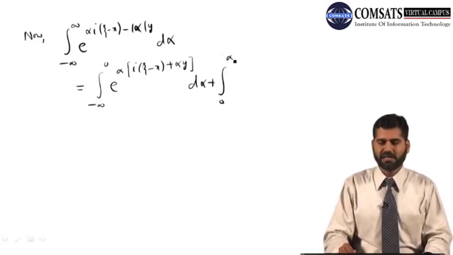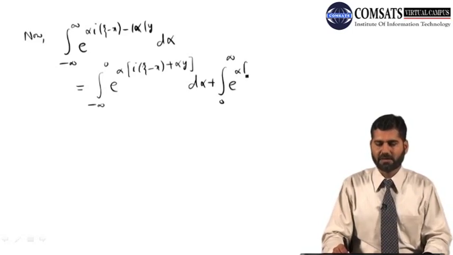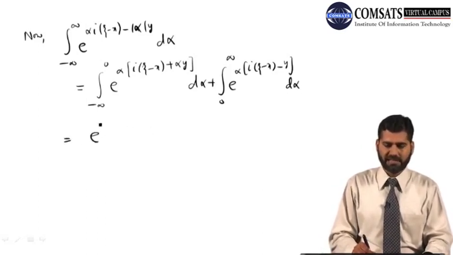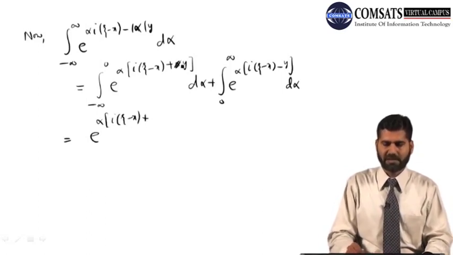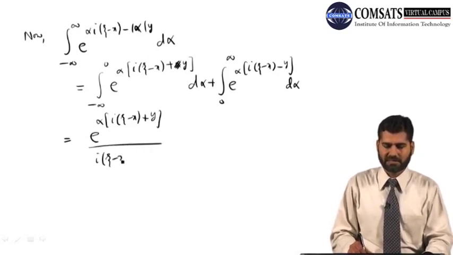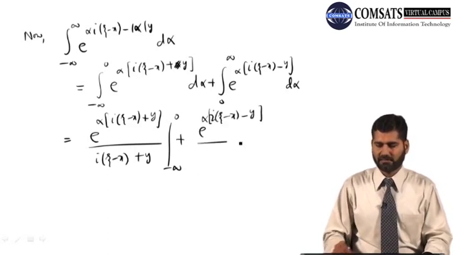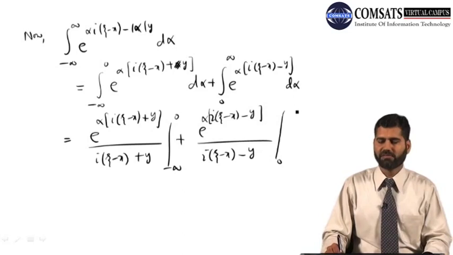And from 0 to infinity, this is plus alpha, so I'll get alpha common, iota xi minus x minus y d alpha. Now if we integrate, it's e to the alpha iota xi minus x plus y, divided by iota xi minus x plus y, from minus infinity to 0, plus e to the alpha iota xi minus x minus y divided by minus y from 0 to infinity.